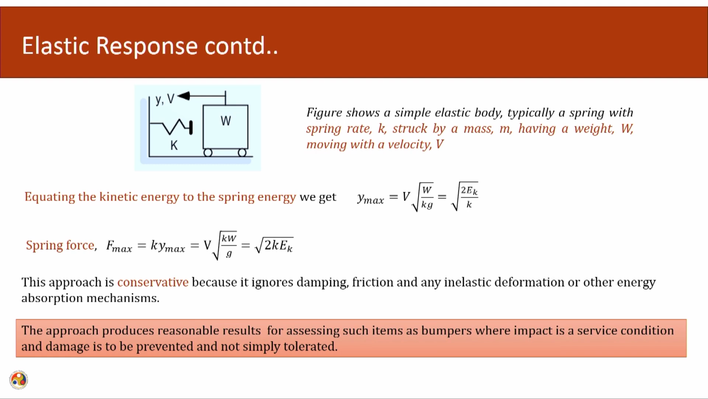So, this will give us a very conservative estimate, because any type of damping, friction or losses are not being considered here. This approach produces a reasonable result for assessing items such as a bumper, where impact is a severe condition and the damage is to be prevented and not simply tolerated. Since it is a very conservative analysis, it will give us an answer on the higher side, and for the systems where it is necessary, it will give us a very good approximation.